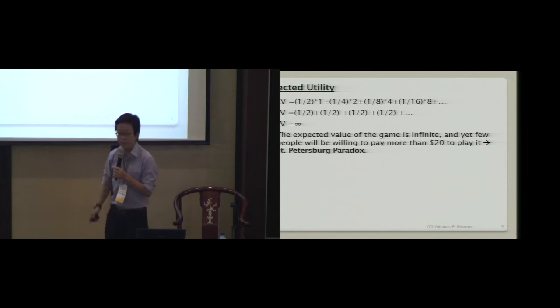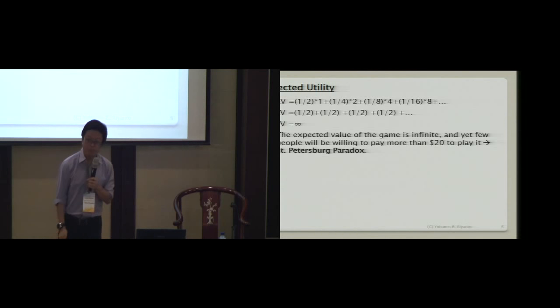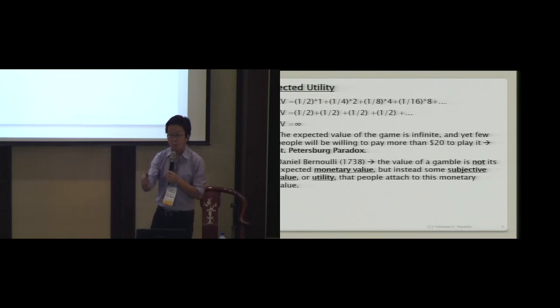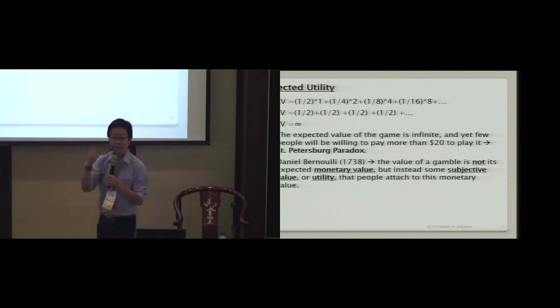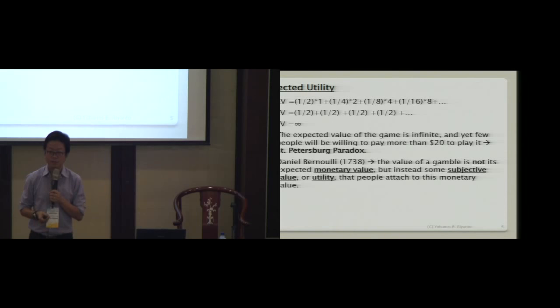So if you use expected value, you should always choose this St. Petersburg game. But people don't. People prefer $10 rather than playing this game. So that's why we cannot use expected value to compare between options. Economists came up with something called expected utility.